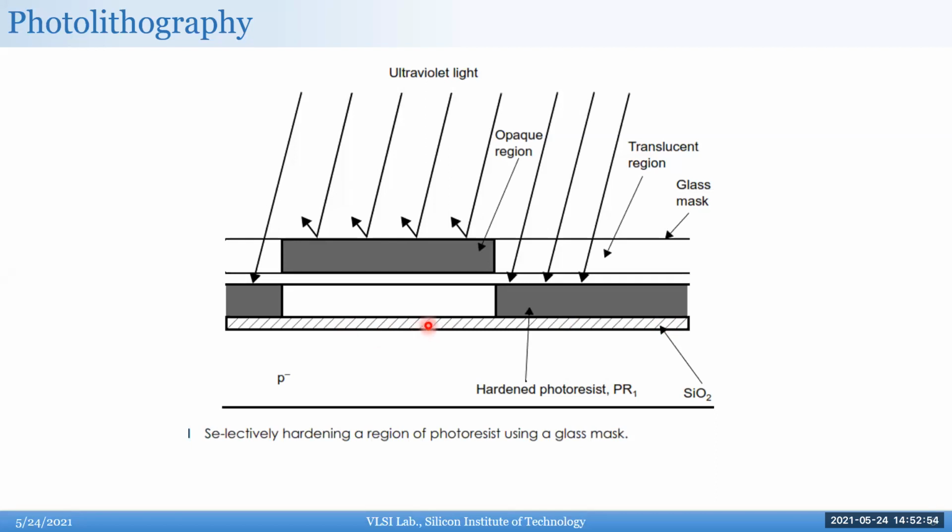Then you first put photoresist and then get the mask. Depending on the mask, if it is a positive mask, it will block the UV, and if it is a negative mask, then it will allow it here and block it everywhere else. Wherever the UV shines in, the photoresist is hardened. Wherever it's not, it remains soft.